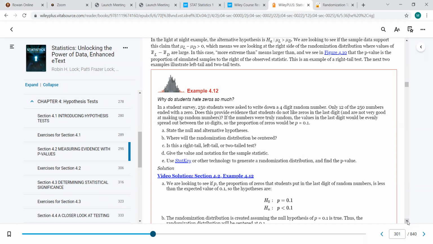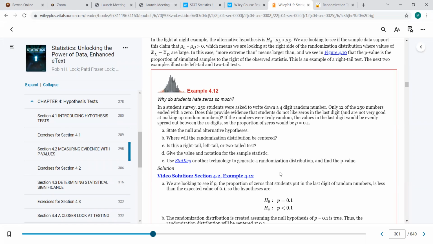Now we would expect, if it was just random, that we could have any number from 0 to 9 as the last digit of a 4-digit number. Since there are 10 of those numbers, 0 to 9, we'd expect a 10% chance on average that the proportion of 250 numbers would have a 0 as the last digit. That's 0, 1, 2, 3, all the way up to 9. There's 10 of those. So that's our null hypothesis: we expect 0.1, 10% of the cases, to have a 0 as the last digit.